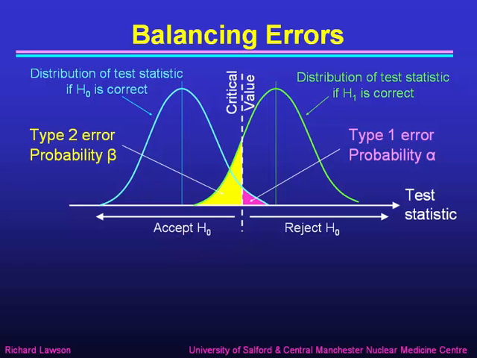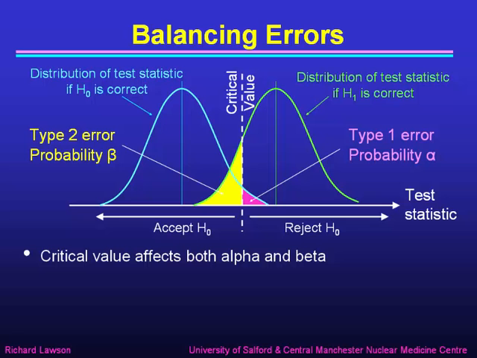So the type 1 error is represented by the purple area where we reject h0 despite the fact it's under the blue distribution, so h0 is correct. And the yellow area represents the type 2 error because we accept h0 despite the fact that it's under the curve where h1 is correct. So we want to minimize both of those areas.